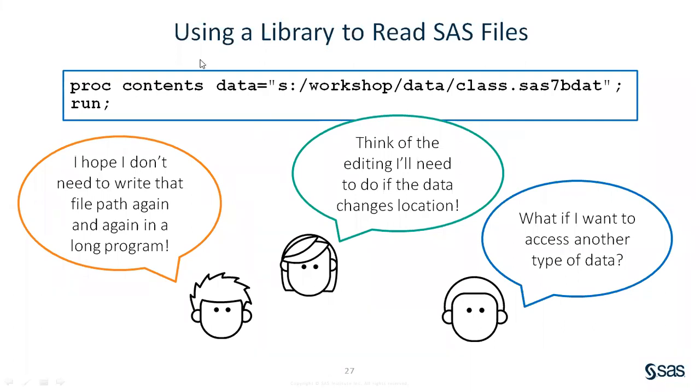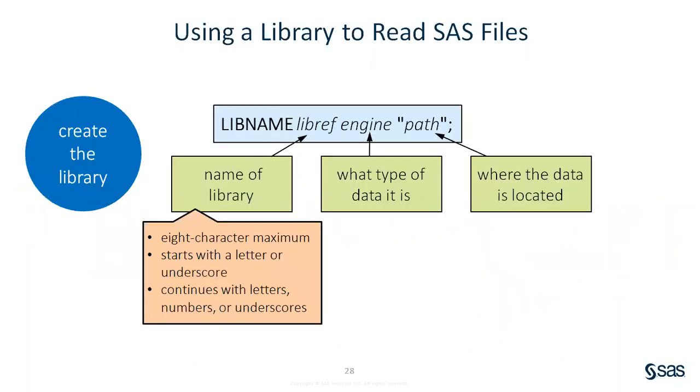One of the analysts who is working says, I hope I don't need to write that file path again and again in a long program. Another analyst, the same thing we have discussed, says, think of the editing I'll need to do if the data changes its location. What if I want to access another type of data? So it's going to be a challenge every time if we use this fixed path. To overcome these challenges, we come ahead with a concept called a library.